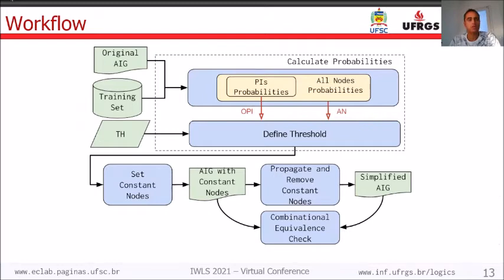We start our procedure by calculating the nodes' probabilities based on a training set. And we have two methods to simplify the AIG, one that considers only primary inputs, namely OPI, and the other that considers all nodes in the AIG, namely AN, all nodes. With the probability values calculated, we select nodes to turn to constants with a threshold value as a parameter. Then nodes are turned into constants. The constants are propagated and nodes are removed, resulting in a smaller AIG than the one provided as input.